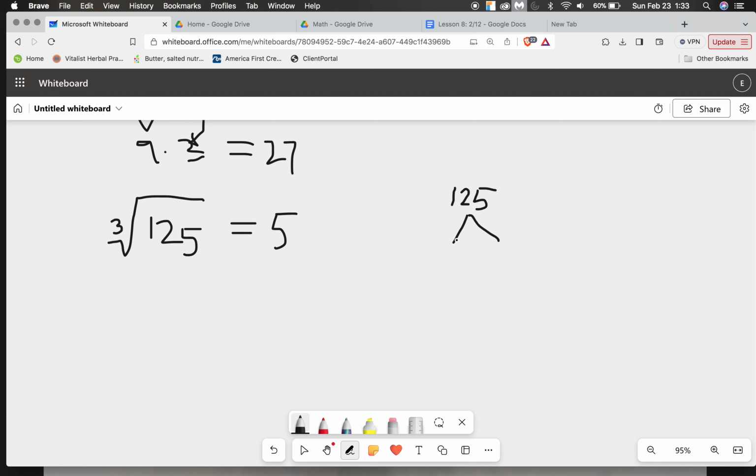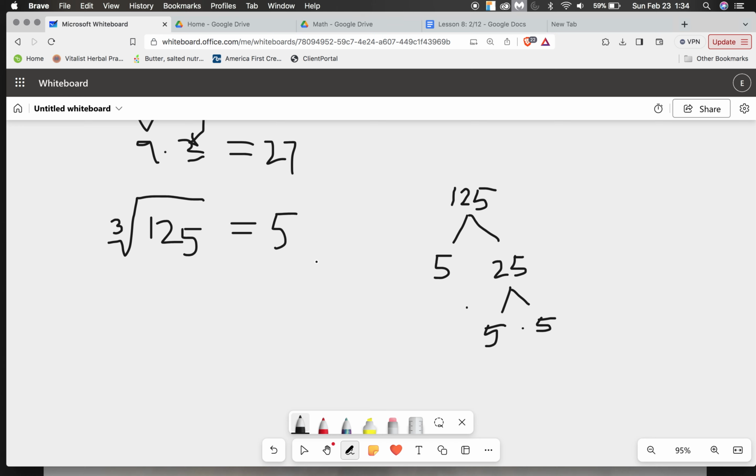So 125 is a combination of 5 times 25. 5 times 25 equals 125, so we've broken that down into 2 factors. We could break 25 down even further. 25 is a result of 5 times 5. 5 times 5 is 25. 25 times 5 is 125. Looks like we're getting an answer here. If we did 5 times 5 times 5, our answer would be 125. Therefore, the cubed root of 125 equals 5.